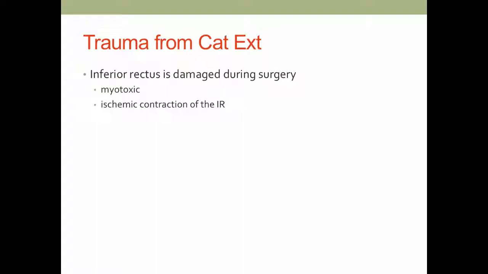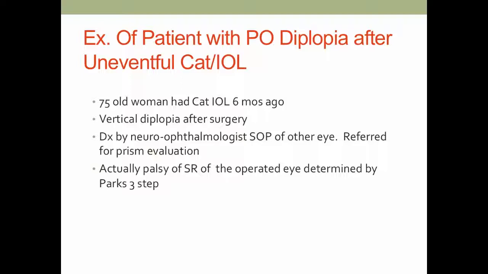And this is an example of a patient that I had. She was 75 years of age. She had a theoretically uneventful cataract operation. She developed diplopia right after surgery. She was incorrectly diagnosed by a neuro-ophthalmologist as having a superior oblique palsy of the other eye. She was referred for a prism evaluation. It was actually a palsy secondary to the anesthesia, and that was determined by a Parks three-step method.